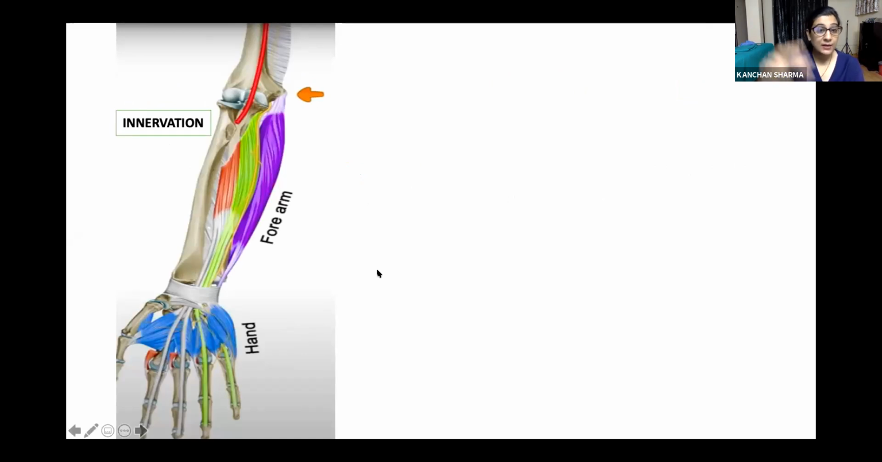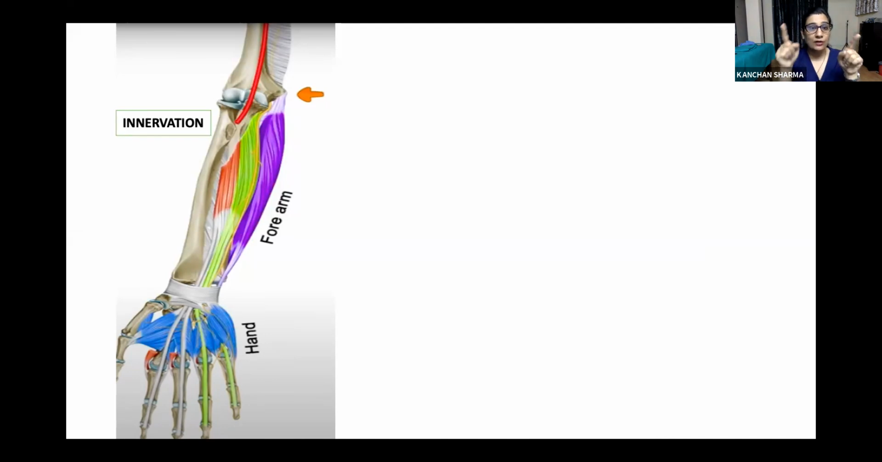As we have seen, it passes through your FCU. So obviously it is going to supply the flexor carpi ulnaris muscle, and this muscle causes flexion of our wrist joint. It also causes ulnar side flexion and ulnar deviation. So what will happen if my FCU is not working? The wrist will go towards the radial side. Why? Because the radialis will be working very nicely.